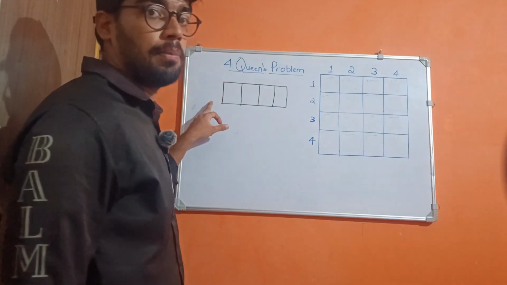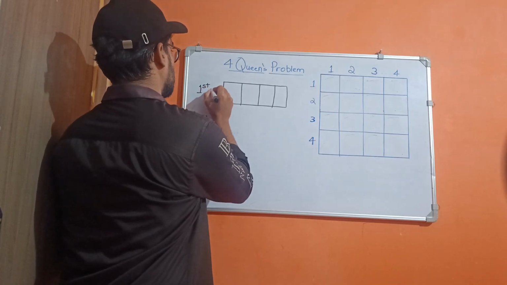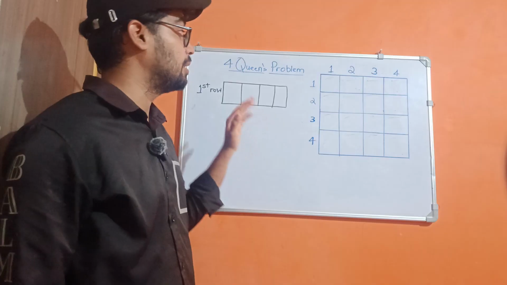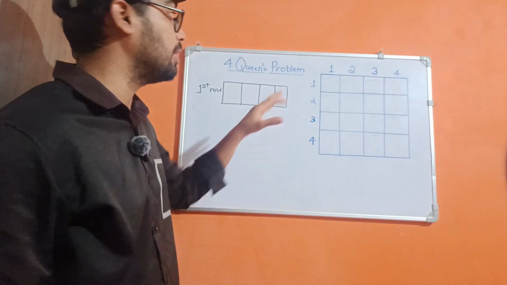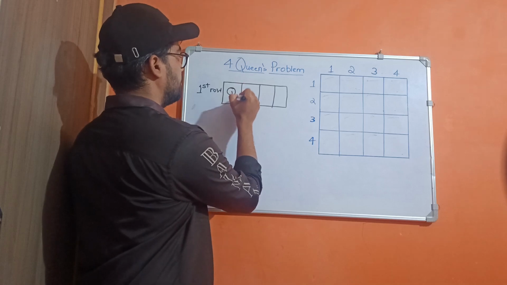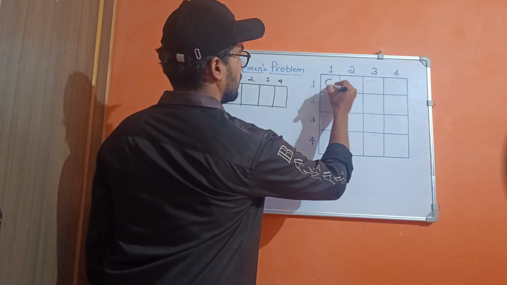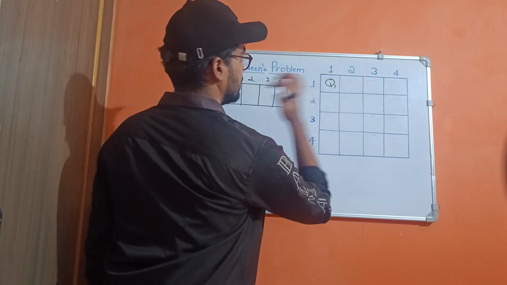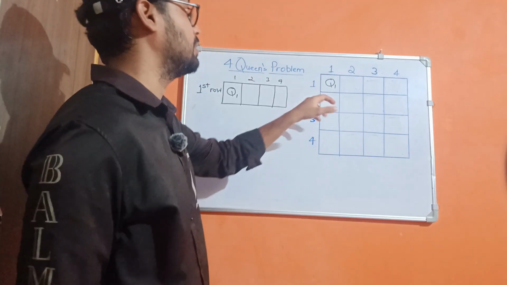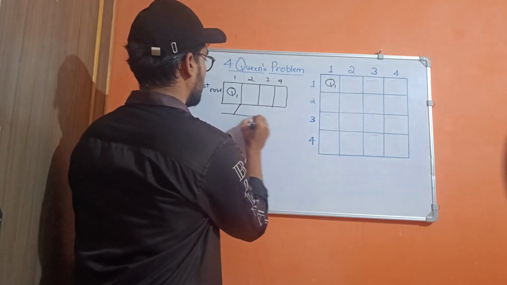This cell represents the first row. First we have to place the first queen in the first row. So now I am going to place the queen in the first row, first column. Now I have to place the queen in the second row, so for that I am taking the second row here.